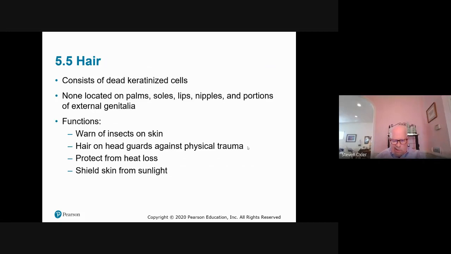Let's go to hair. Hair is part of your integumentary system. Basically, it consists of dead keratinized cells and is located in certain areas. You should not have hair on your palms, on your soles, on your lips, on your nipples, and portions of your external genitalia. What's the function of hair? Well, it warns that insects are on your skin. It guards against physical trauma. It protects you from heat loss, and it shields the skin from sunlight.